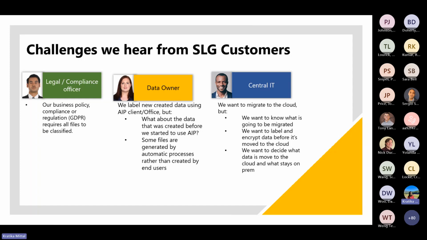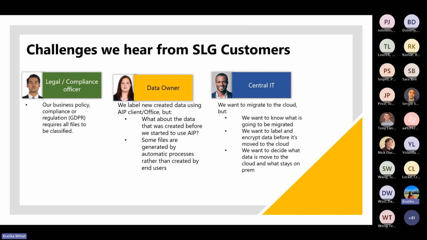These are some of the challenges that we hear from our SLG customers, which MIP scanners help address. The legal team usually has issues like wanting to make sure that the entire data across the organization is discovered, because regulations like GDPR require all the files to be classified. The data owners are usually concerned about what data is present in the first place. What about the data that was created before using the information protection? Would that be labeled as well? What about the files that were generated by automatic processes instead of the end users? How would they be labeled?